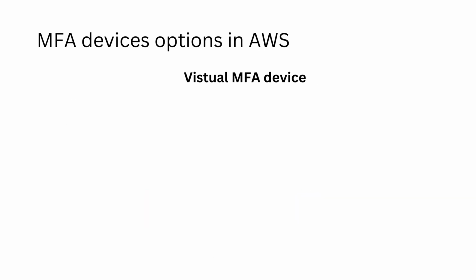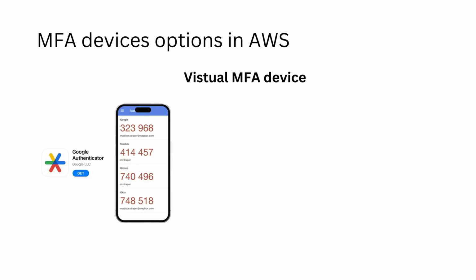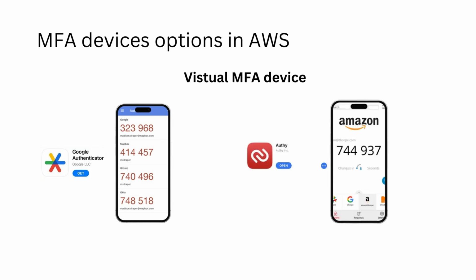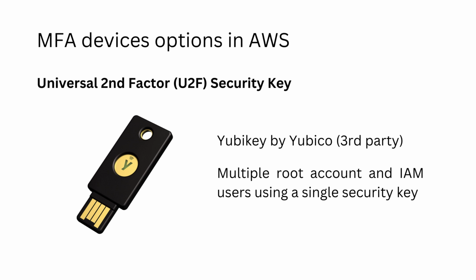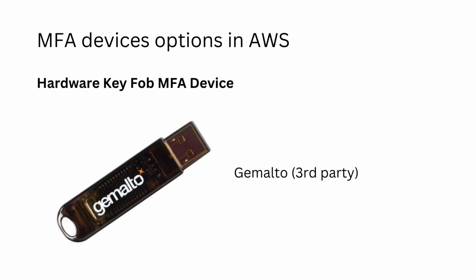Now let's look at different technologies that can provide multi-factor authentication on AWS. First, we have a virtual MFA device. For this, you can use Google Authenticator or Authy. They both support multiple tokens on a single device. Second, we have a Universal Second Factor security key, or U2F. For this, you can use YubiKey, which is a third-party key by Yubico, and it supports multiple root and IAM users using a single security key. Third, we have a hardware key fob MFA device. This is also a third-party key fob provided by Gemalto.